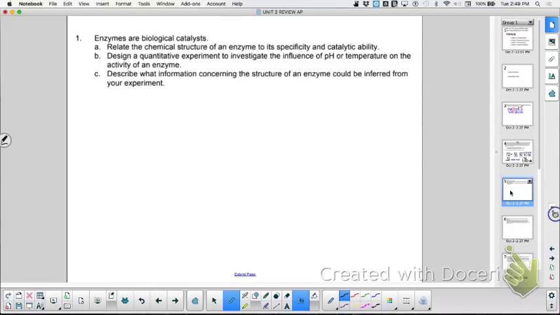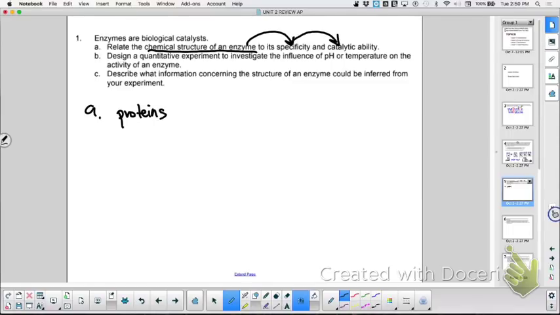Speed up the rate of a reaction. It says, relate the chemical structure of an enzyme to its specificity and its catalytic ability. So in A, you would want me to know that enzymes are built out of proteins. What else would you want to tell me?